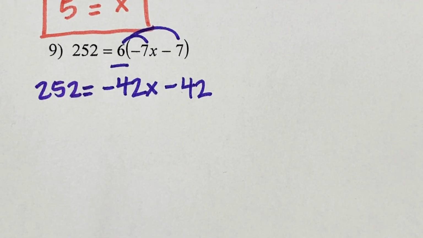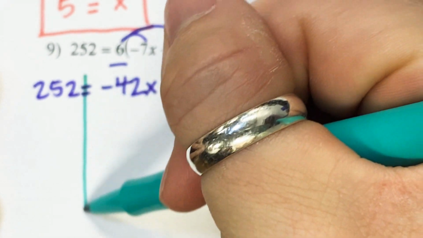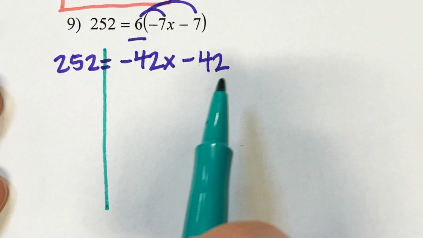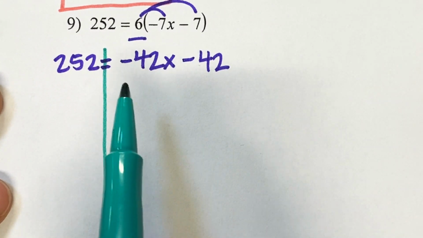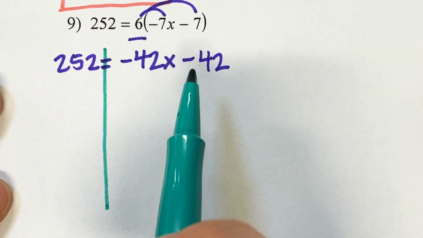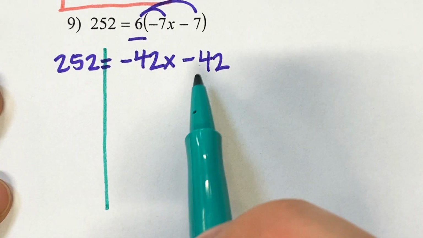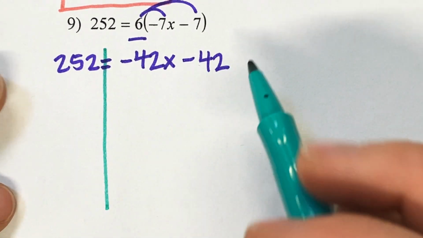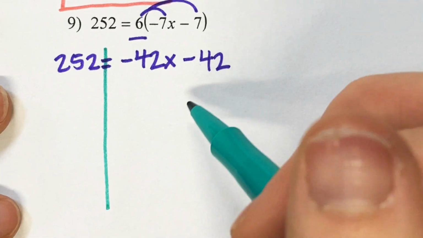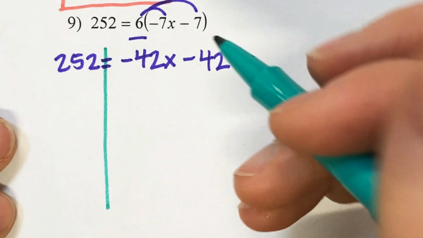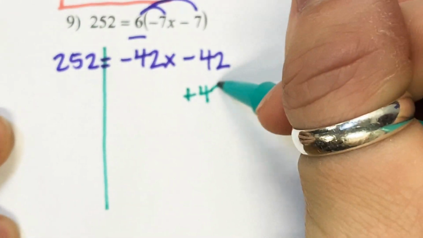Okay, so now we can go ahead and start solving it. So let's draw our line down our equal sign. Which negative 42 do I need to get rid of? This one that's multiplying or the one that's just subtracting? We need to get rid of the one that's just subtracting first. So what is the opposite of minus 42? We are going to add 42.